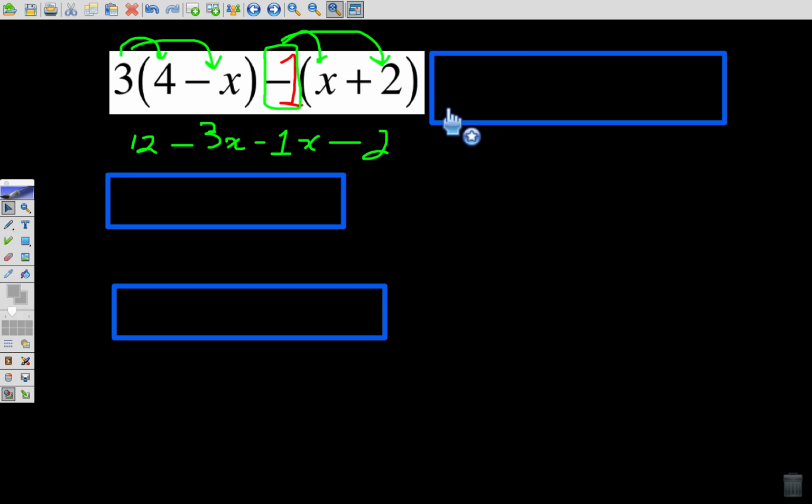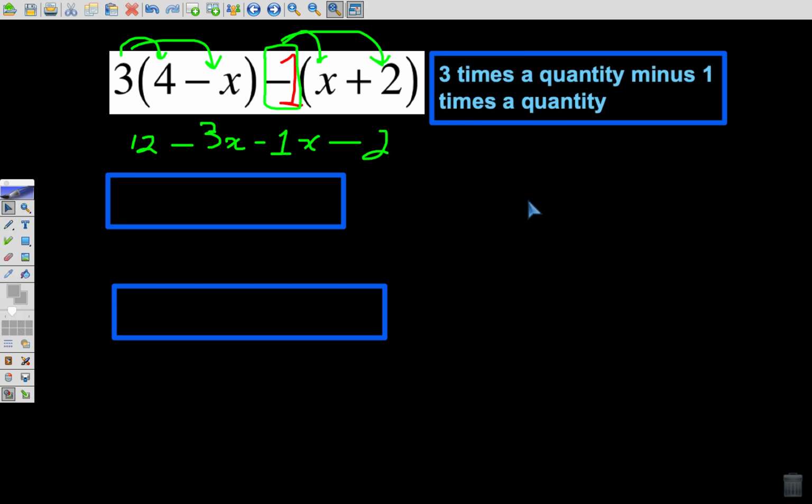Okay, and as we said, that's what this means. 3 times a quantity minus 1 times a quantity. And so our answer will be, just as we wrote, 12 minus 3x minus 1x minus 2. We combine like terms, so we'll combine 12 minus 2, which would give us 10. And we will combine -3x minus 1 more x, which would give us minus 4x. And that would be our answer, 10 minus 4x.